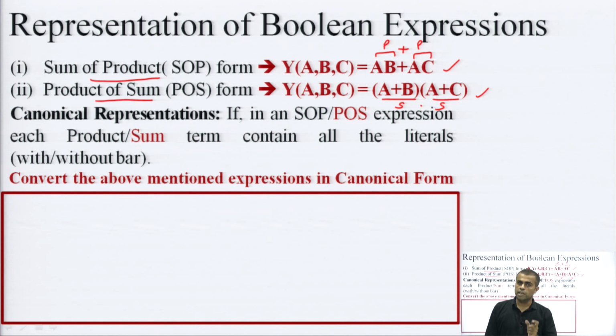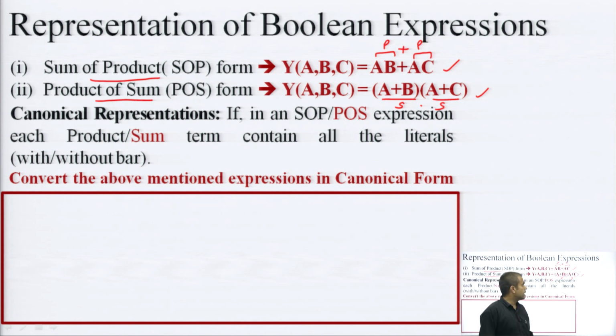So, there are two products, AB and AC, but none of these products has all three variables. In the first product, I can see that C is missing, and in the second product, B is missing. So, this is not a canonical expression. Similarly, we can check the POS as well.